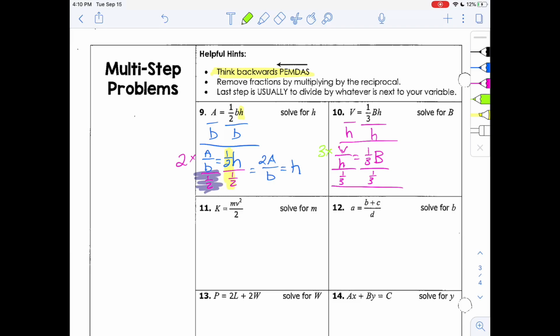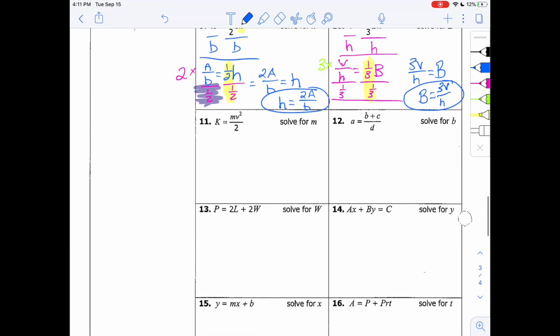So basically we're multiplying the left side times 3, which is 3V divided by H equals, on the right side, 1/3 divided by 1/3 is 1, so all we have on the right is B. And then I think I forgot on the last problem, but make sure you flip it. So it would be B equals 3V over H. Let's look at a few more because these can get pretty complicated.